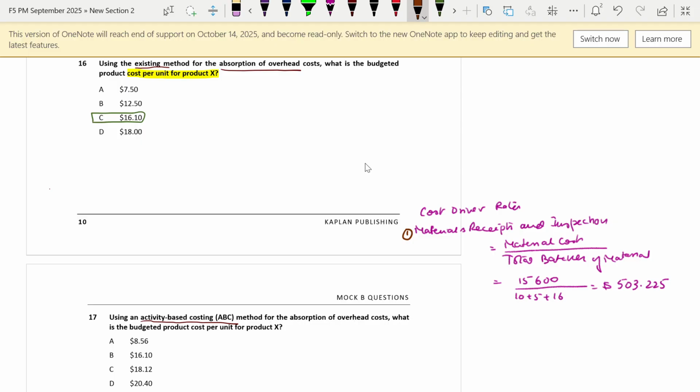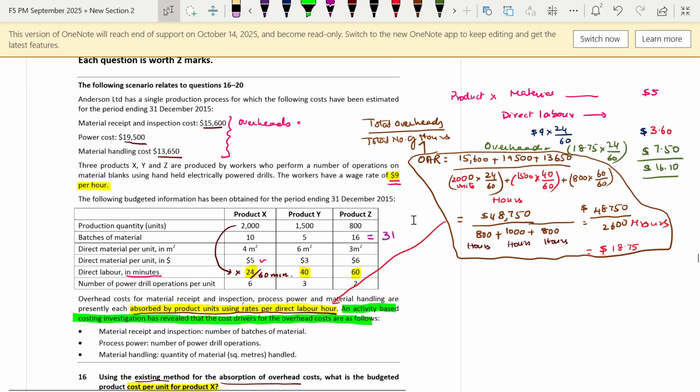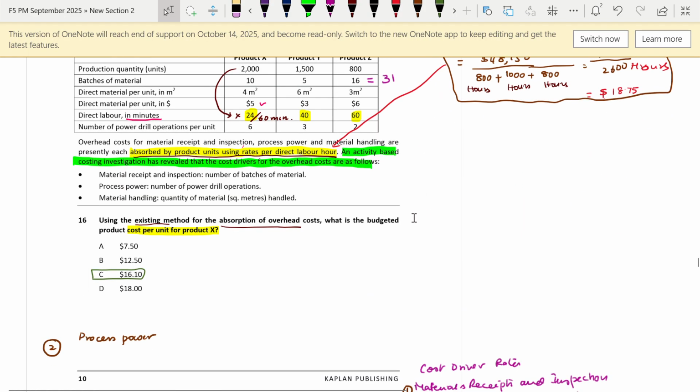The second one, I am writing here only. What is the second one? Process power. What is the formula they say? Power cost 19,500 divided by what they have mentioned, number of power drill operations per unit. How much is there? Per unit is 6, then 3. And how many units are there?